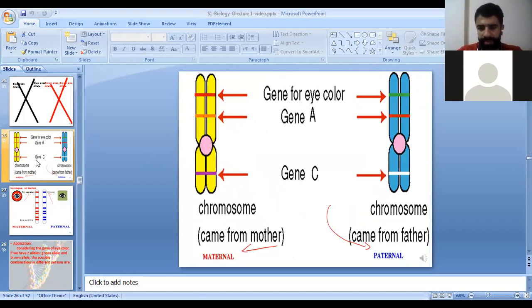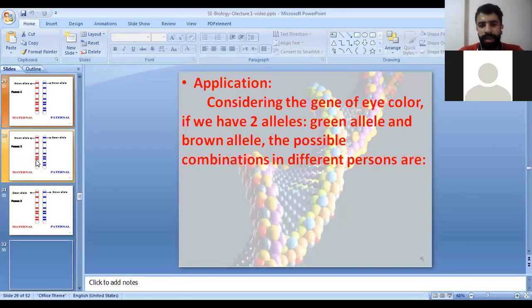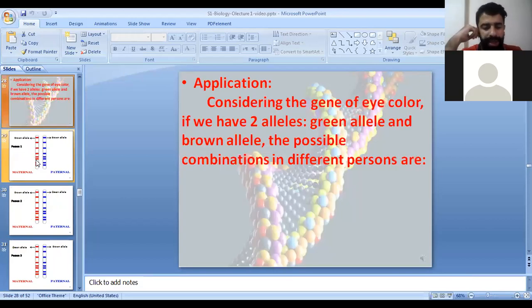Here's about the paternal and maternal. The one that came from the father is called paternal. The one that came from the mother is called maternal. So let's start with this small application.